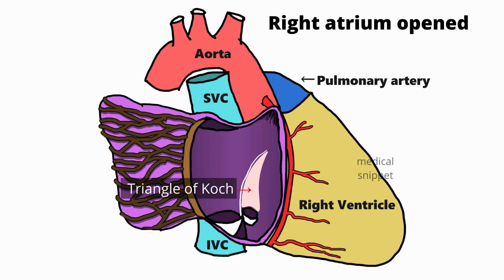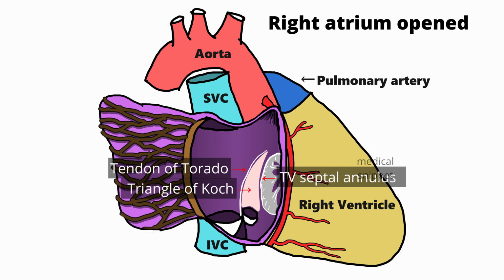A triangular zone called Triangle of Koch is of surgical importance, as it's an anatomical landmark for atrioventricular or AV node. The Triangle of Koch is formed by the tricuspid septal annulus anteriorly, Tendon of Todaro posteriorly, and base is formed by the coronary sinus. At the apex of the triangle lies the AV node.